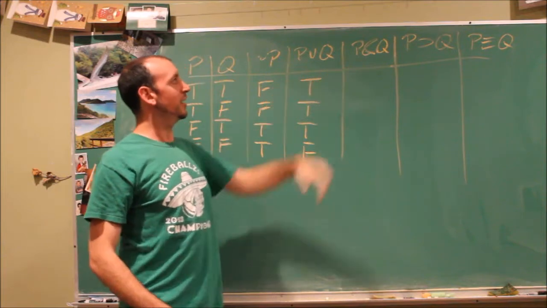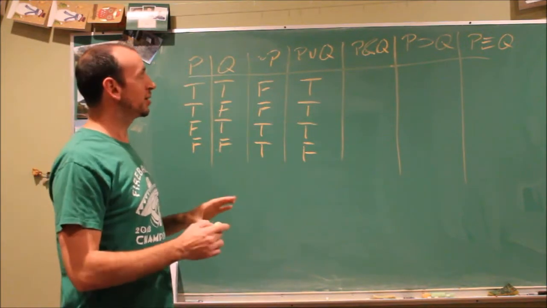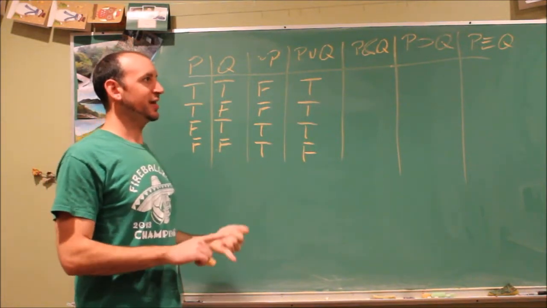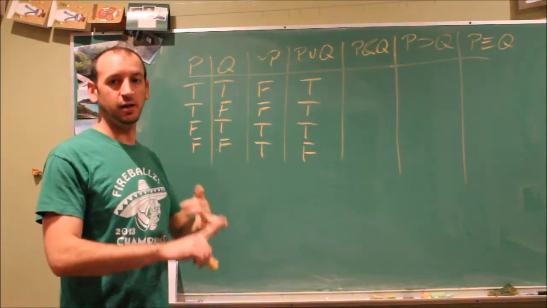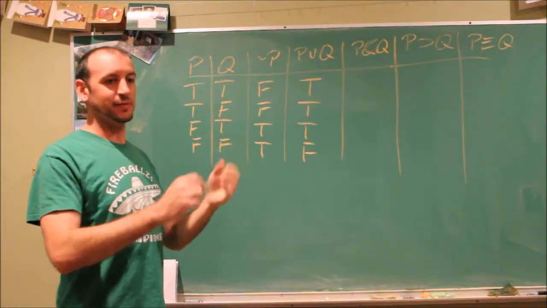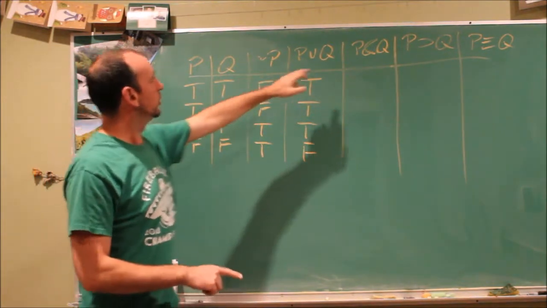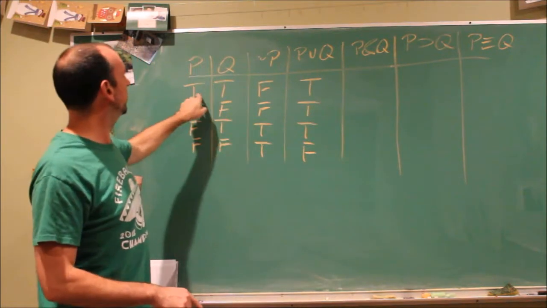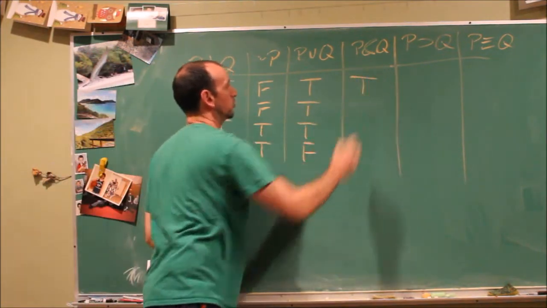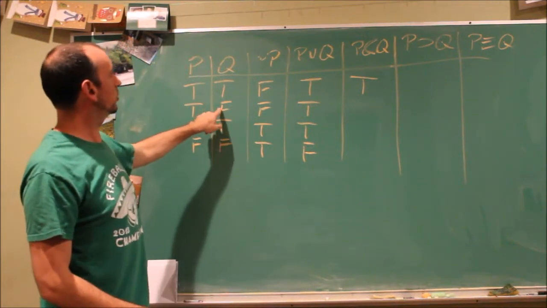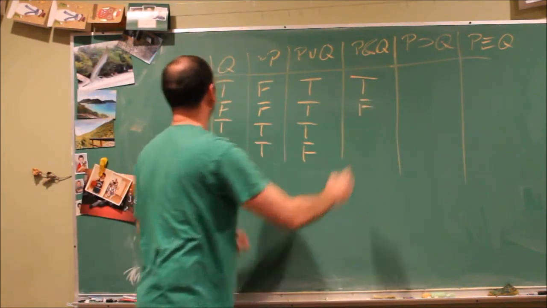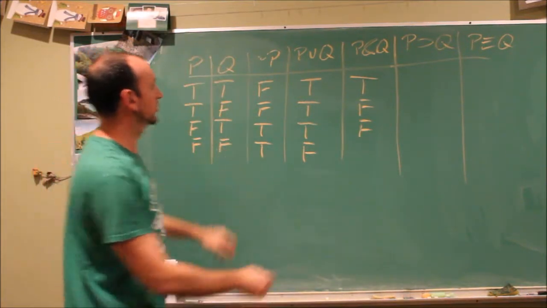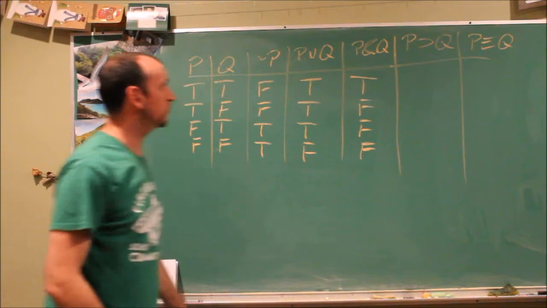P and Q is going to look a little bit different. If I say, look, today is Tuesday and it's raining outside, that statement, that compound statement is only true if both of the parts are true. So for any and statement, the whole thing is true only if both P and Q are true. If P is true and Q is false, that whole thing is false. If P is false and Q is true, that whole thing is false. And of course, if they're both false, that whole thing is false.